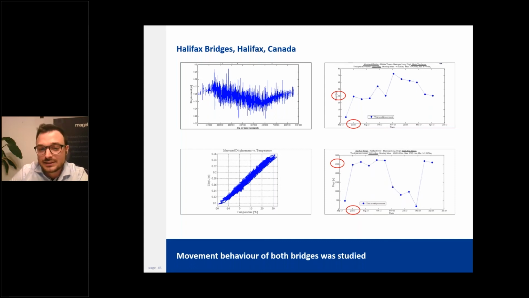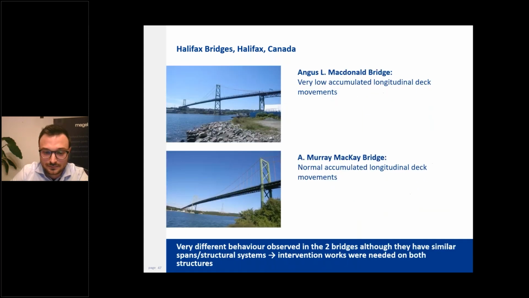And here we can see that the accumulated movement for the McDonald was much less than the one for Mackay. So a very different behavior was observed for the two joints, even though the structures and bridge lengths were pretty much similar. And this was important to find out that something was not performing as it was supposed to be.